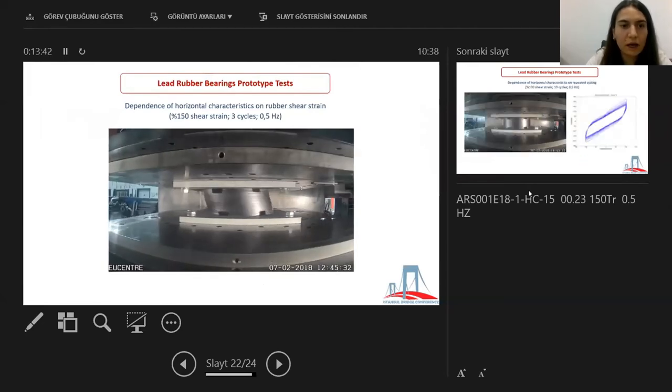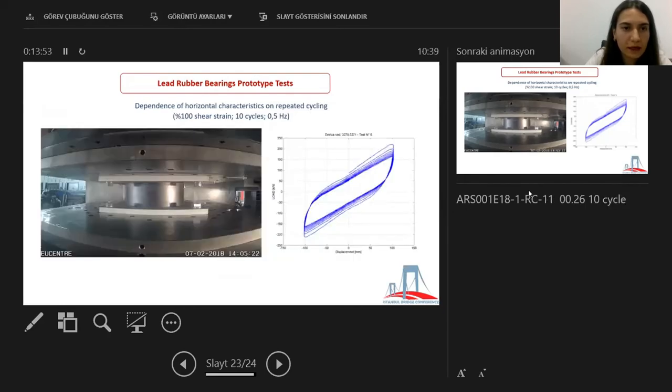Here you see 150% shear strain three cycle tests as an example. And here we will see 10 cycle tests under 100% shear strain test.